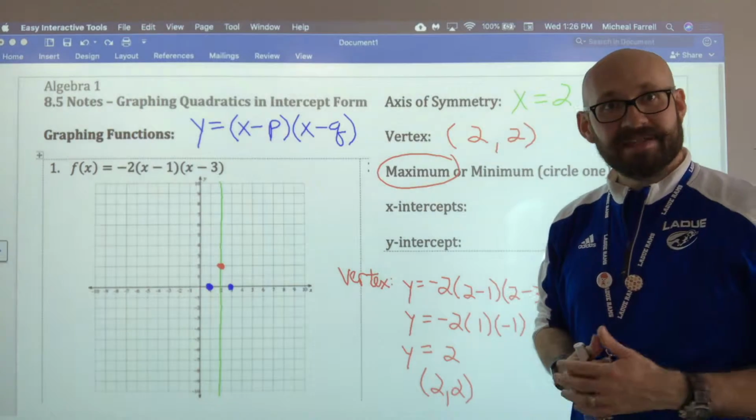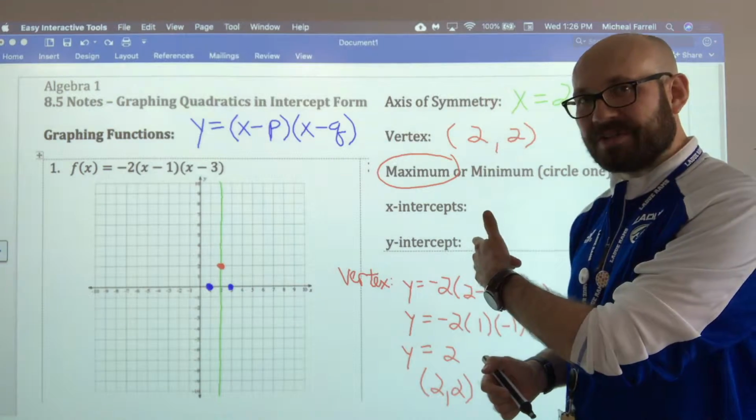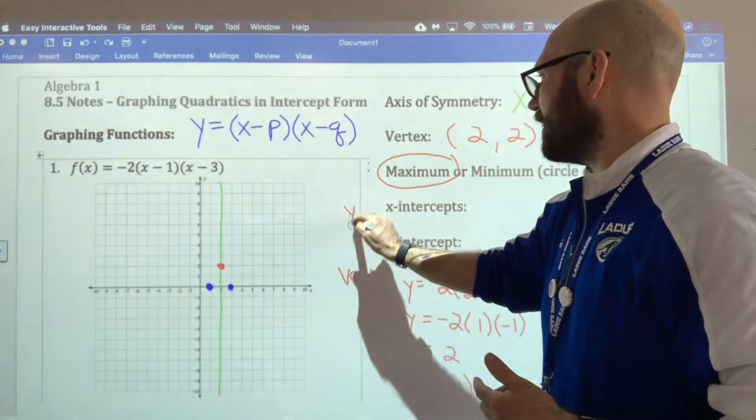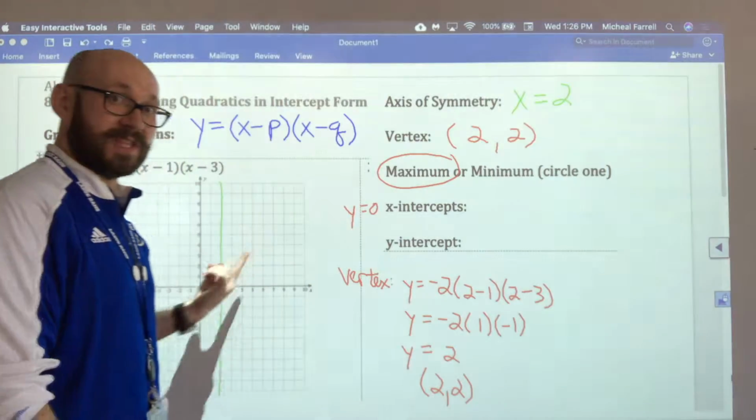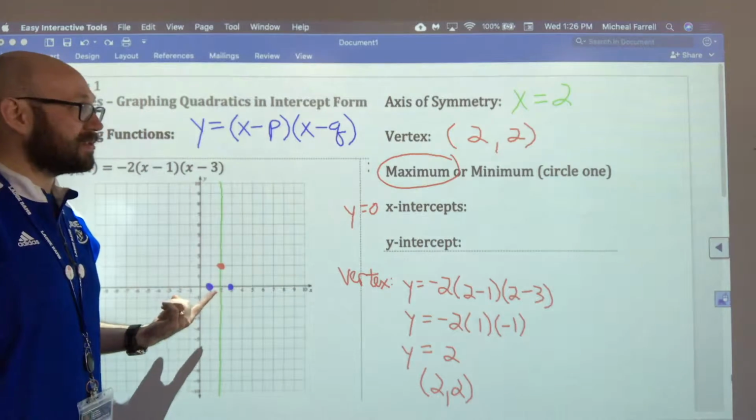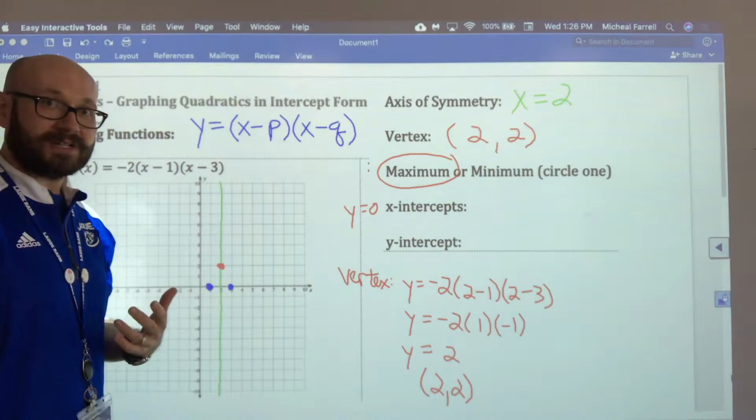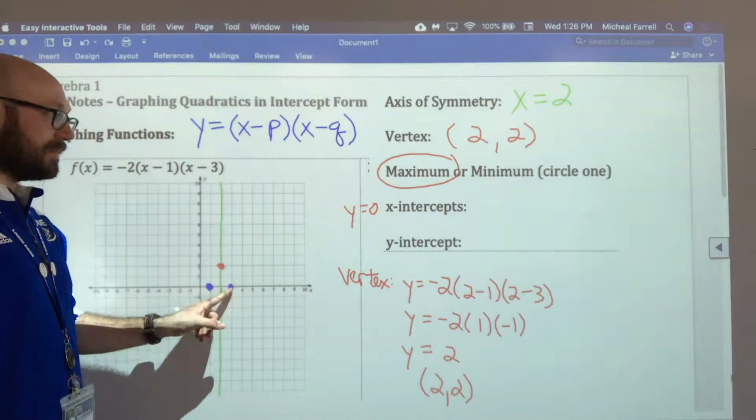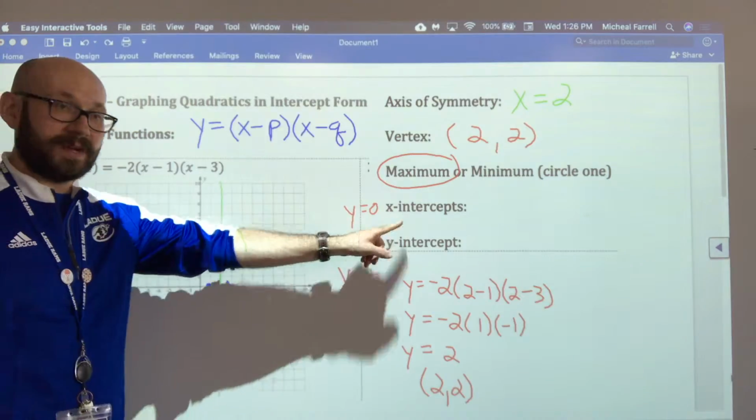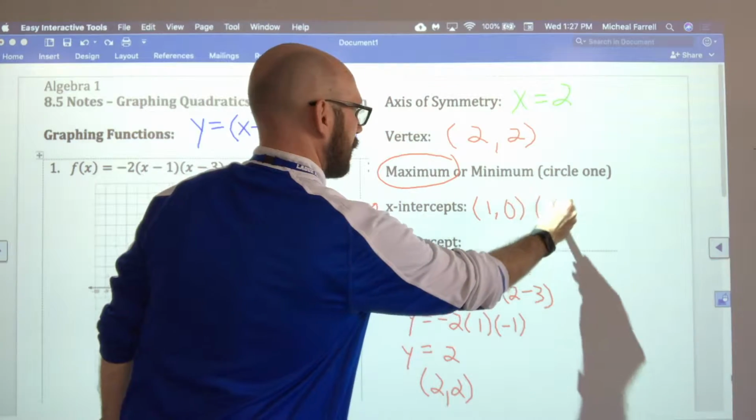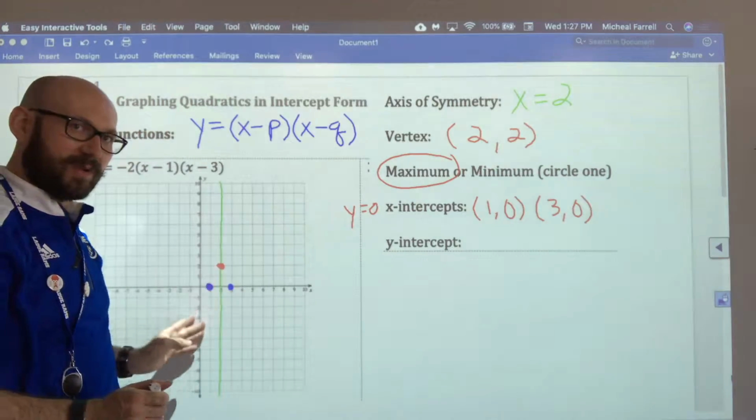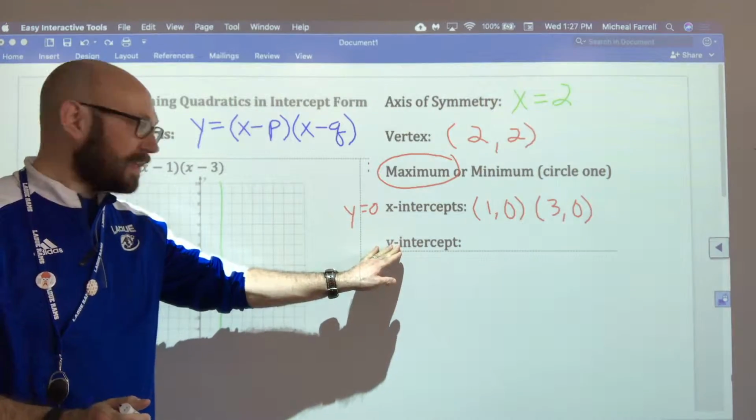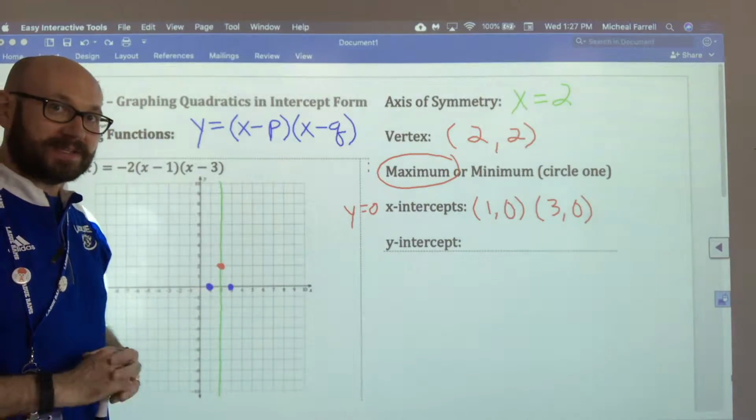Next step, we can find the x-intercepts. We find x-intercepts when y is equal to 0. Wait a second. We already found the x-intercepts. Those are the zeros, the solutions to 0 equaling our function. So we can take those x-intercepts and write them down as ordered pairs. Last thing we're going to do to finish getting the rest of this graph is finding the y-intercept and then using symmetry to plot the rest of the parabola.